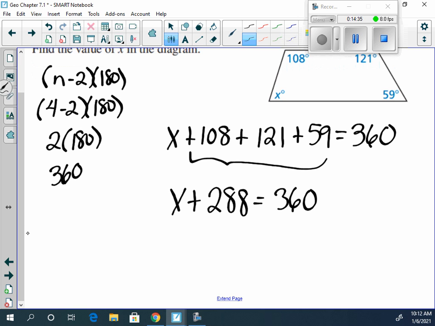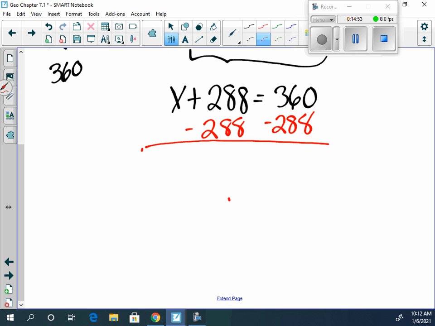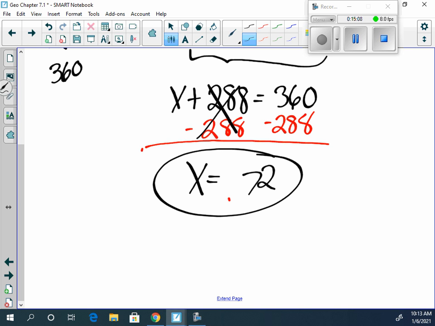So any questions on any of this so far? So we combine like terms. Now what do we need to do to get x by itself? Yep, we're going to subtract 288 from both sides, or subtract 288 from 360. And if we do that, these simplify to 0. So we have x is equal to 360 minus 288, and we get 72 as the answer.